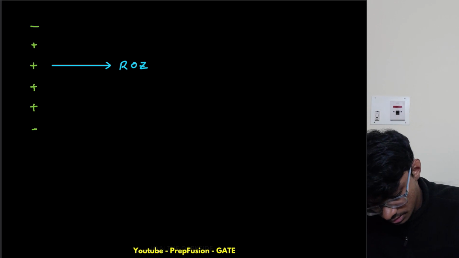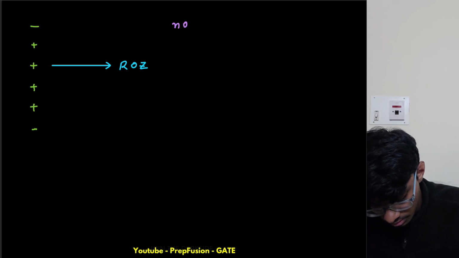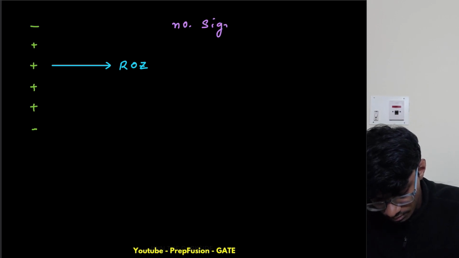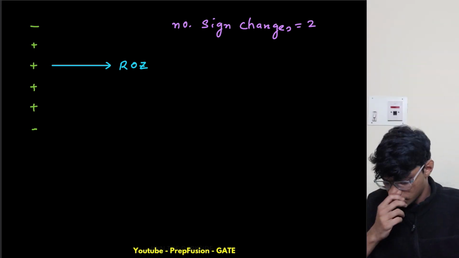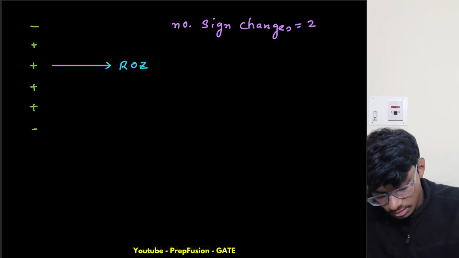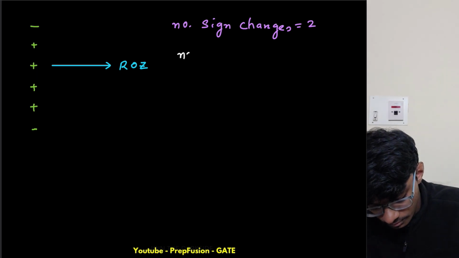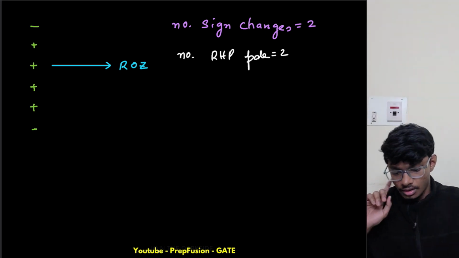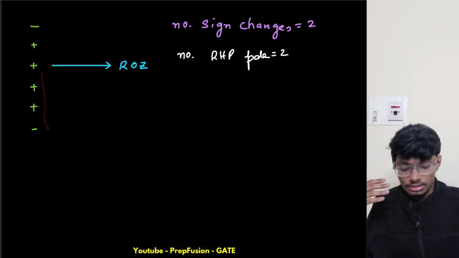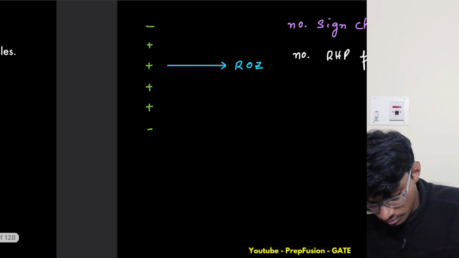What I can see is the number of sign changes equals 2 itself. So if my number of sign changes is 2, then the number of right half plane poles will also be 2, right? That we know. Now, is there any... this is my auxiliary equation, right?